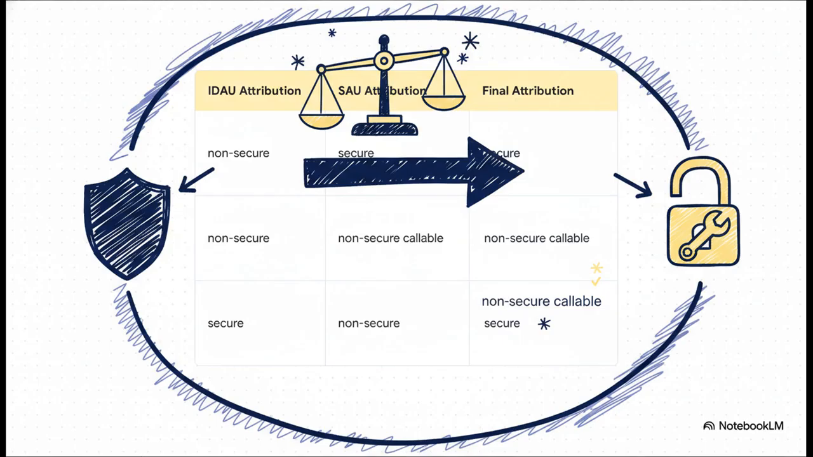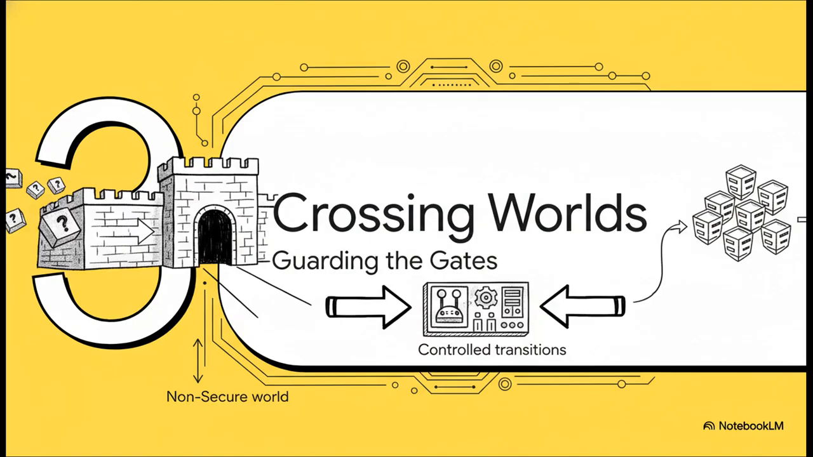Okay, so what happens if these two architects disagree? This is where it gets really smart. The rule is super simple. The most secure setting always wins, period. So just look at this table. If the fixed IDAU blueprint says a chunk of memory is secure, it doesn't matter what the software-based SAU tries to do, it stays secure. The system is designed to always default to the highest level of security. So the walls are up, the map is drawn, we're all set. But, you know, a fortress is pretty useless if you can't safely get messages or anything else in and out.